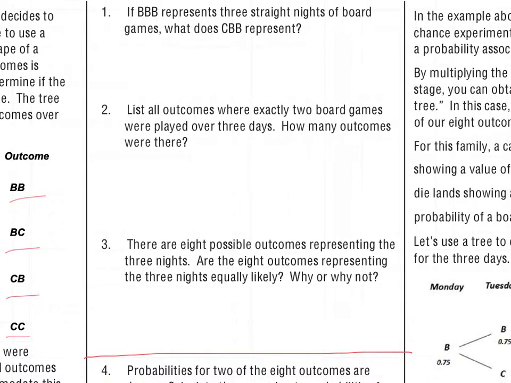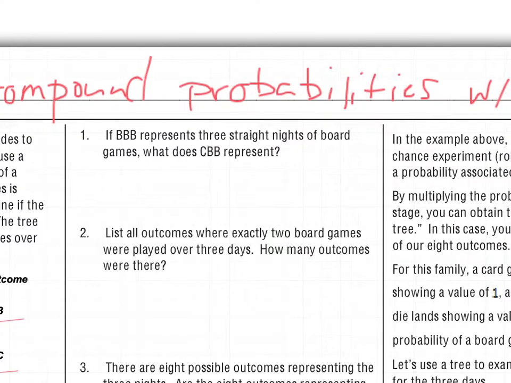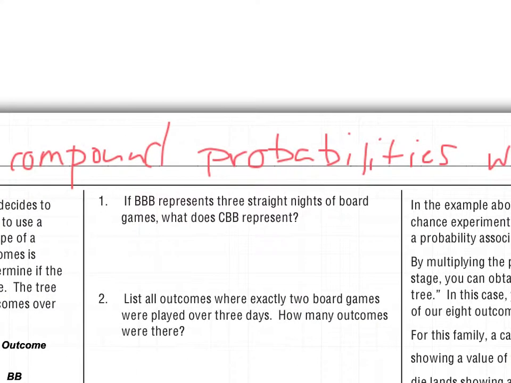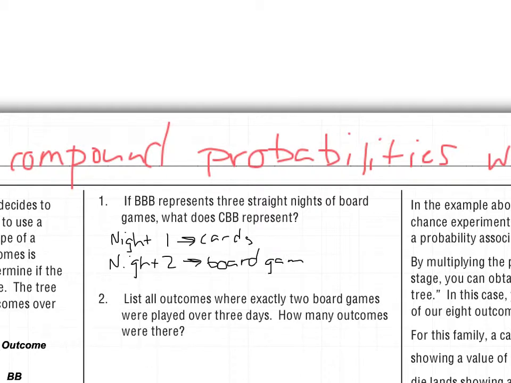So if you haven't paused the video and answered those 3 questions, please answer questions 1 through 3 with your partner. All right, so CBB would represent a card game, then a board game, then a board game. So this is, in some form or fashion, night 1, cards, night 2, board game, and night 3, board game.